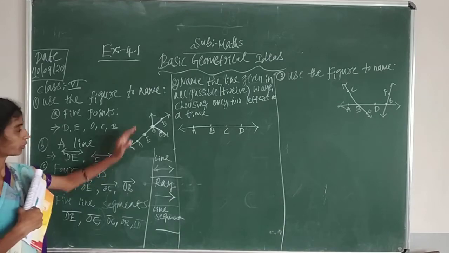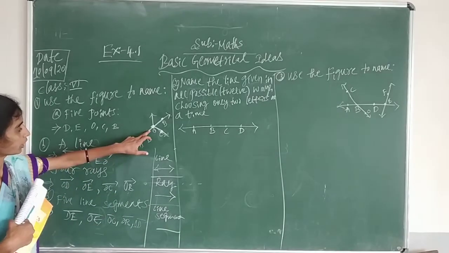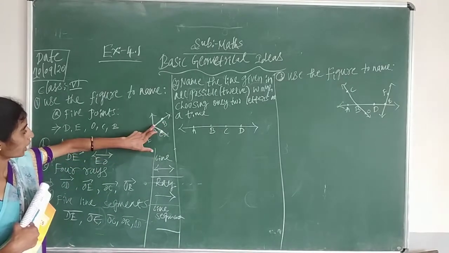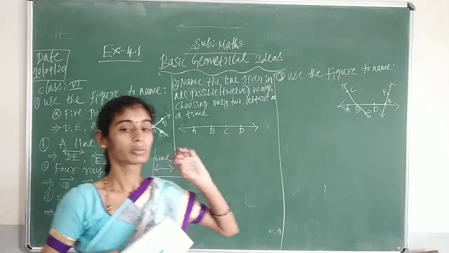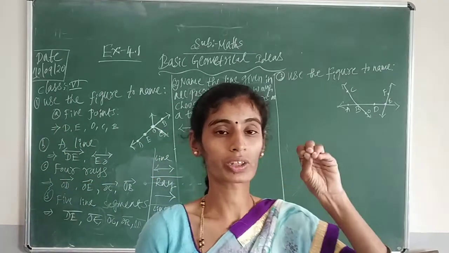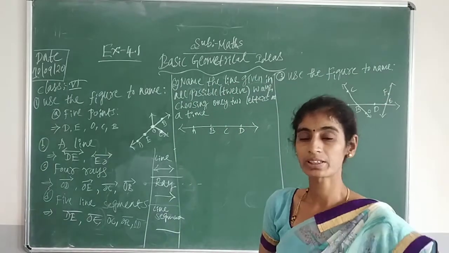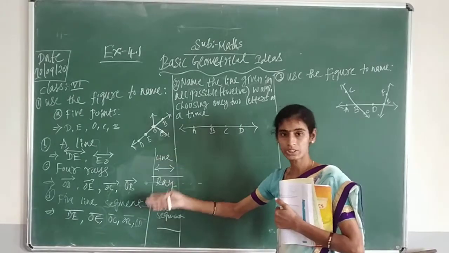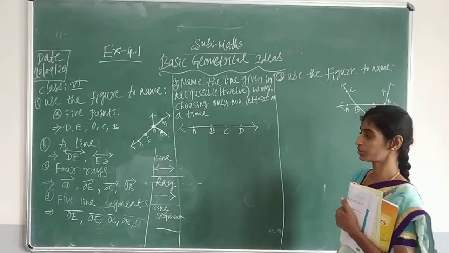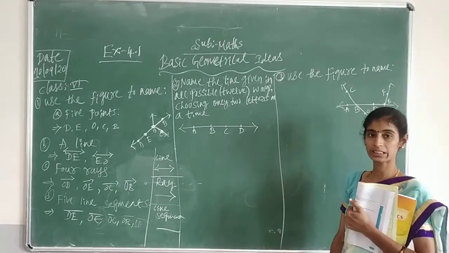You can take whichever you want. You can take OC, OB, again OE, OD. These all have fixed points. Means the line which has fixed points or end points, we call a line segment. So this is about the first question. I hope you all understood, children. Shall we move to the second question?